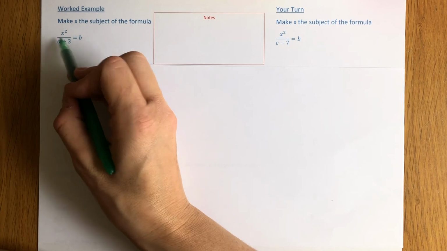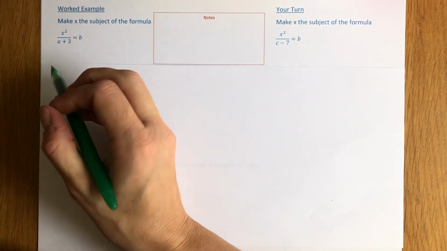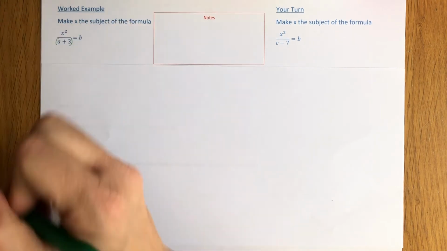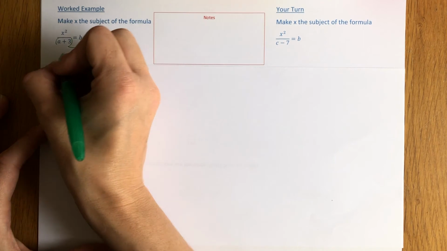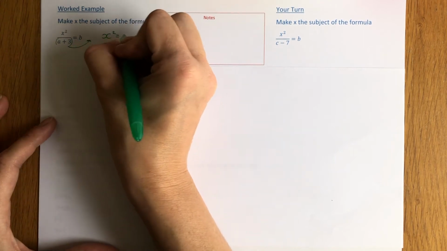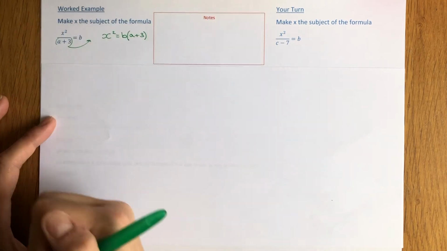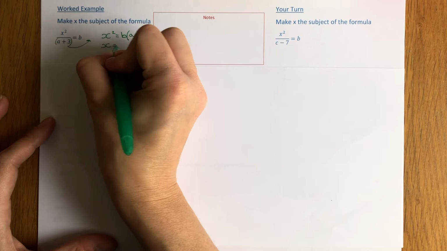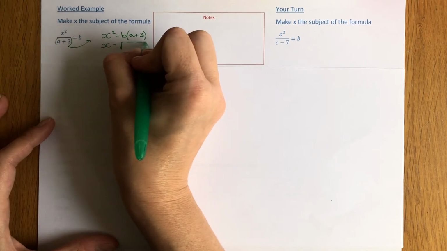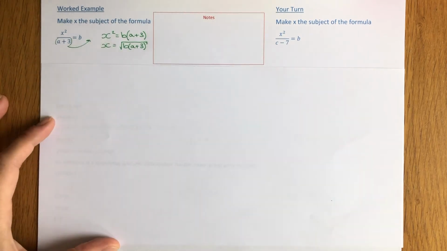Okay, we've got x squared divided by a add 3 equals b. So we need to get rid of the divide by a add 3 first. So this comes up here and becomes times. So I get x squared equals b times a add 3. Okay, and then to get rid of a square, we square root everything on that side.